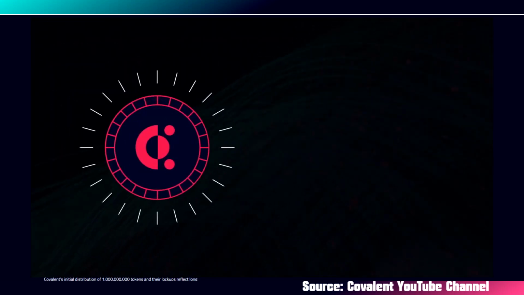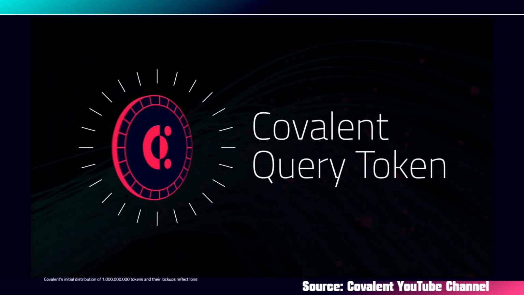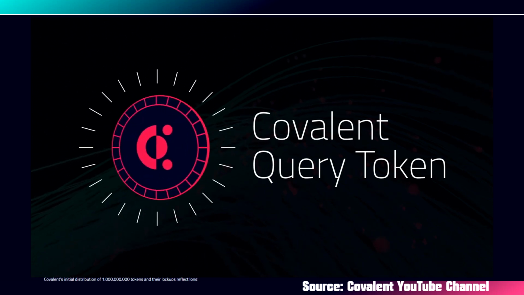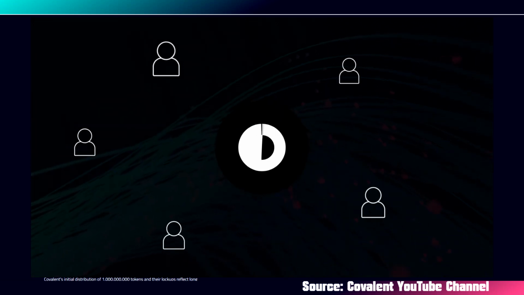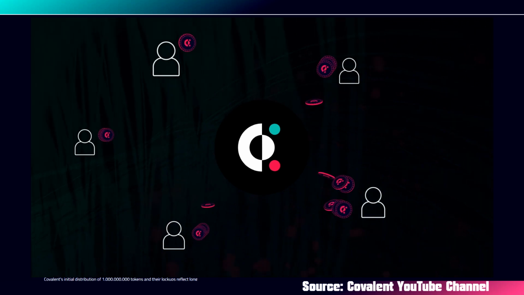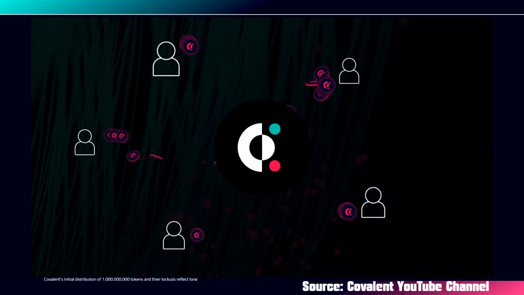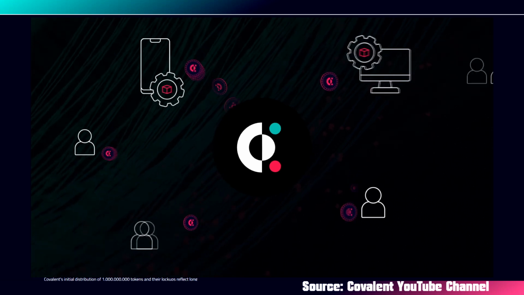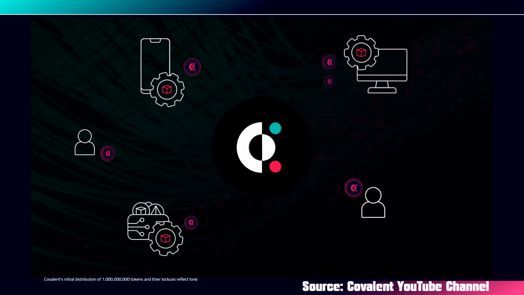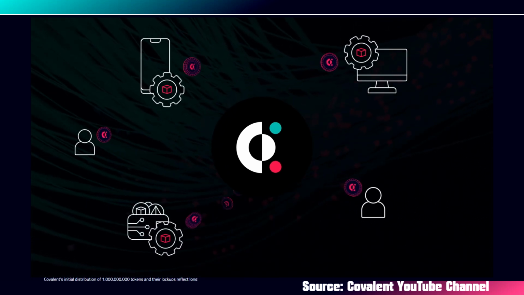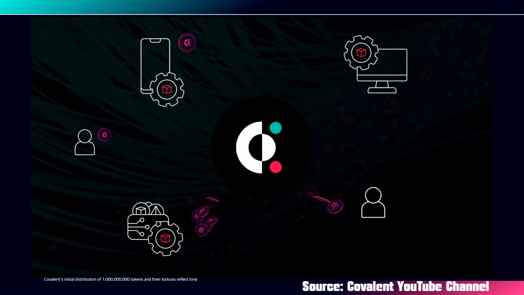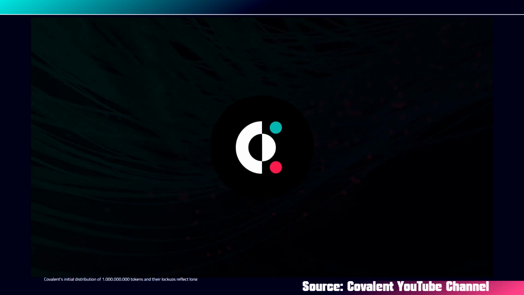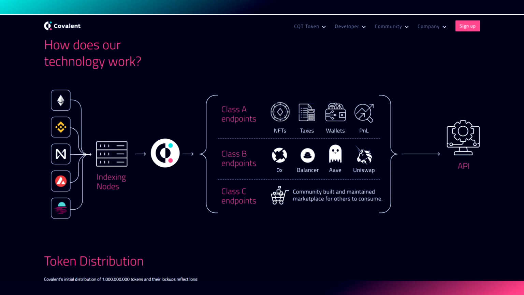Covalent will be its own blockchain with its native token CQT, or Covalent Query Token. Now, the query token can be used for either governance or staking, but they're also hoping that Covalent becomes a market platform where developers who have built applications using Covalent's API will be able to sell their applications on the platform and get paid in CQT.